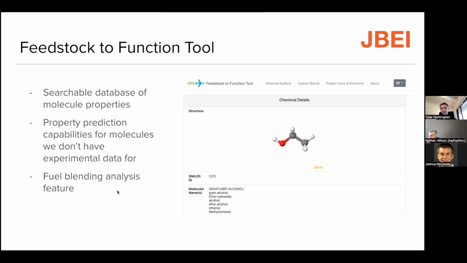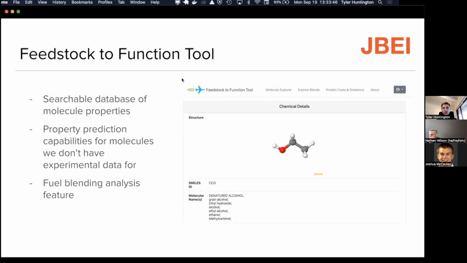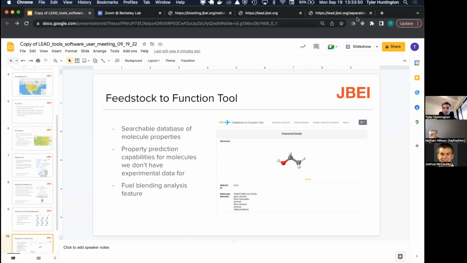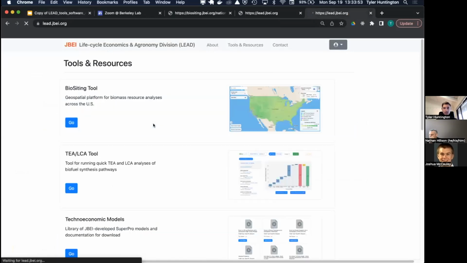So it's useful for exploring what molecules and properties might be out there, as well as considering potential blends between fuels. And if you say wanted to look at what properties you might expect from a blend of two fuels in different proportions, that's where this tool would really shine, because short of doing those bench experiments, there wouldn't be a great way to estimate those properties. So I'll show you what this tool looks like. Give you a sense of some of its features.